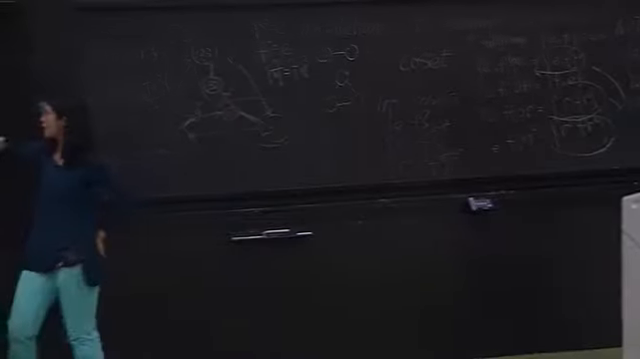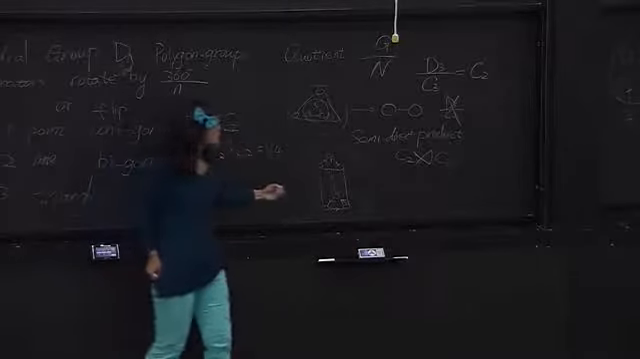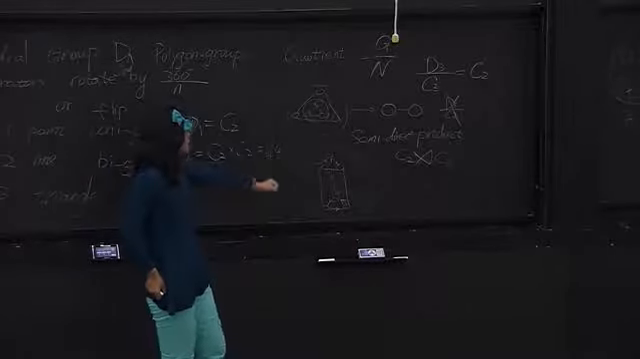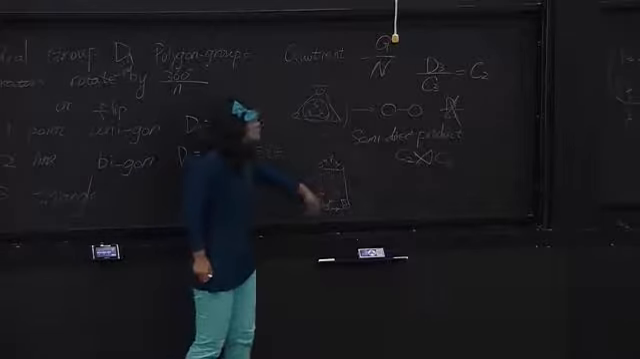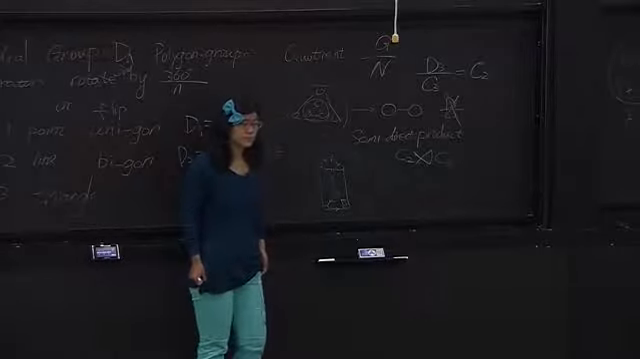And if it's normal, we can divide. And if you want to do a semi-direct product, you have to know which subgroup is normal, and normal is the one that you want to change the arrow direction and such and such.